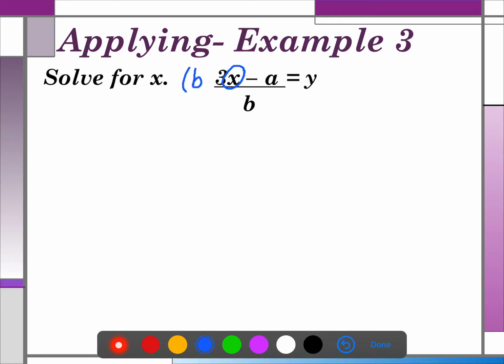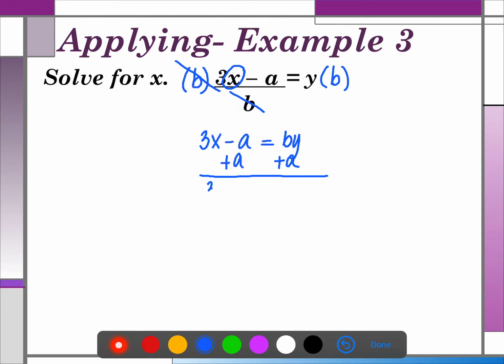But I am going to get rid of the b as my first step, and I'm going to multiply it to both sides. I'm going to put b times y. I like alphabetical order. All right, and now to isolate the x, we're going to add a, and divide by 3.